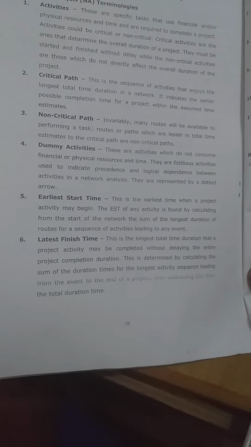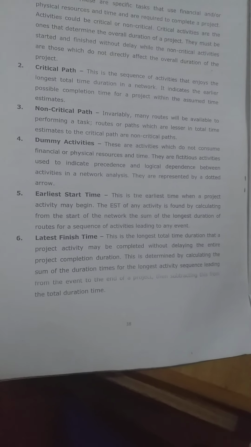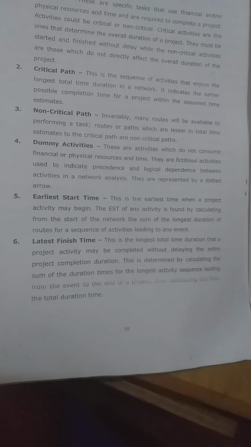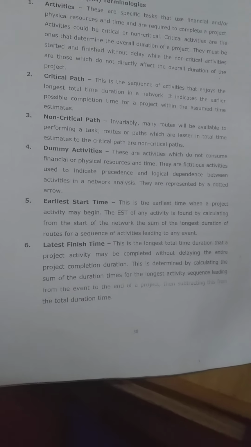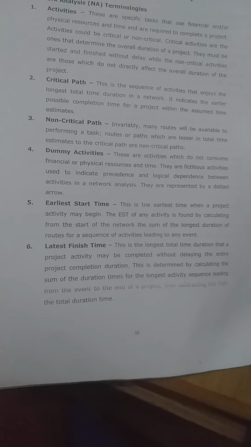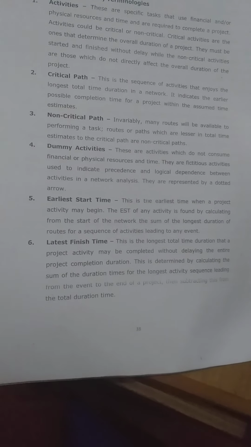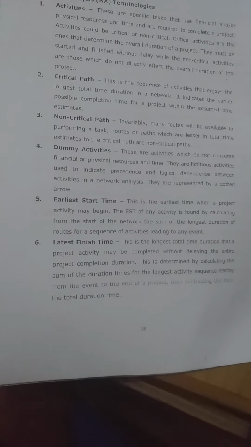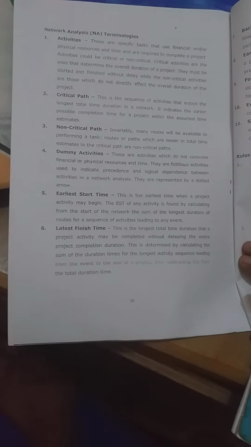Number 5. Earliest start time. This is the earliest time when a project activity may begin. The EST of any activity is found by calculating from the start of the network the sum of the longest duration of routes for a sequence of activities leading to any event.